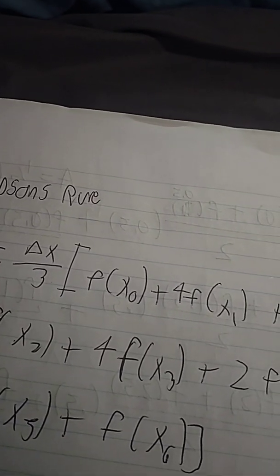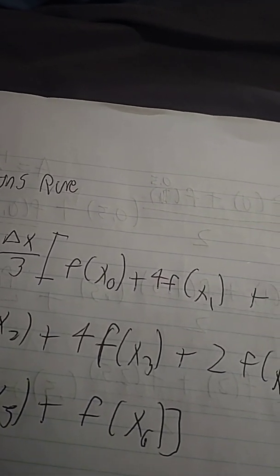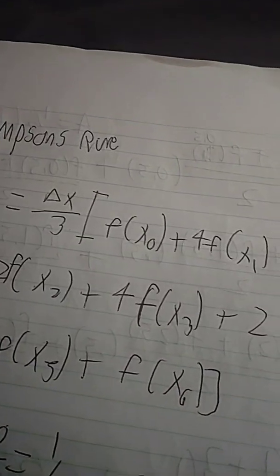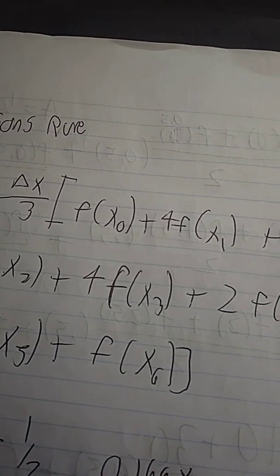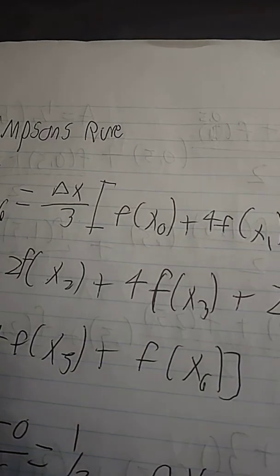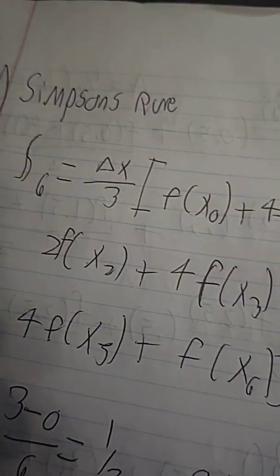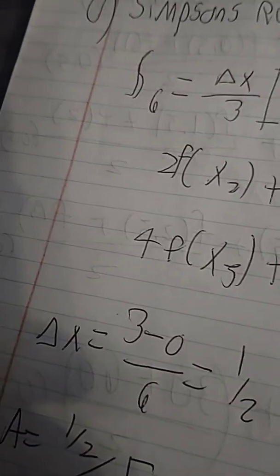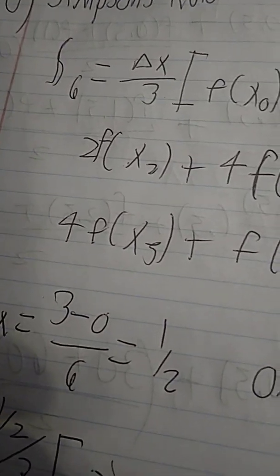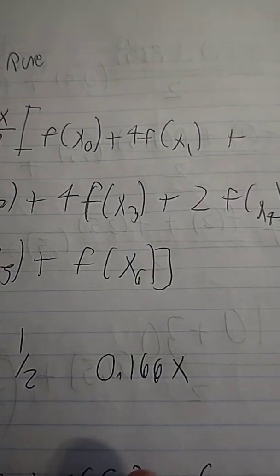So then D, we got Simpson's rule. So the equation is S of 6 subintervals, change in x over 3, then brackets f of x0 plus 4 times f of x1 plus 2 times f of x2 plus 4 times f of x3 plus 2 times f of x4 plus 4 times f of x5 plus f of x6. Then our delta x equals 3 minus 0 over 6, which is 1/2.